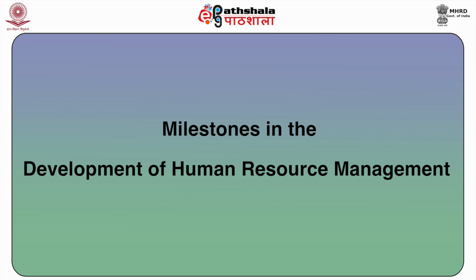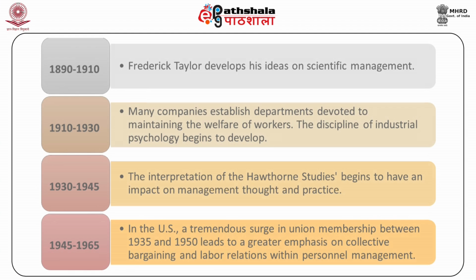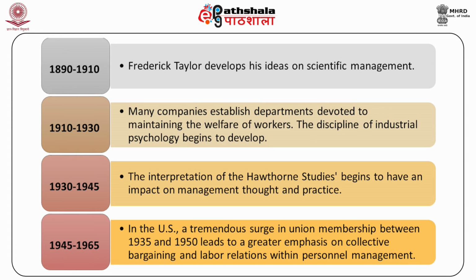Moving on to the milestones in the development of human resource management. Let's talk about the era of 1890 to 1910. Frederick Taylor developed his ideas on scientific management. Taylor advocated scientific selection of workers based on qualifications and also argued for an incentive-based compensation system to motivate the employees.